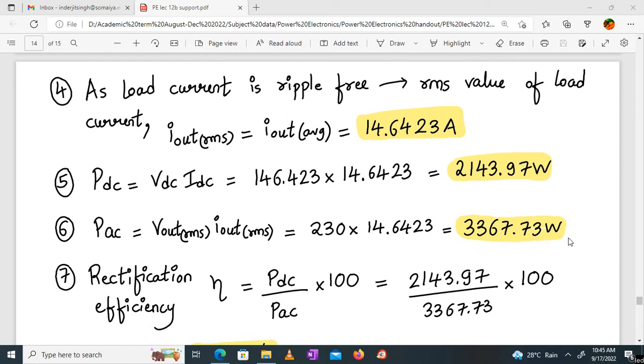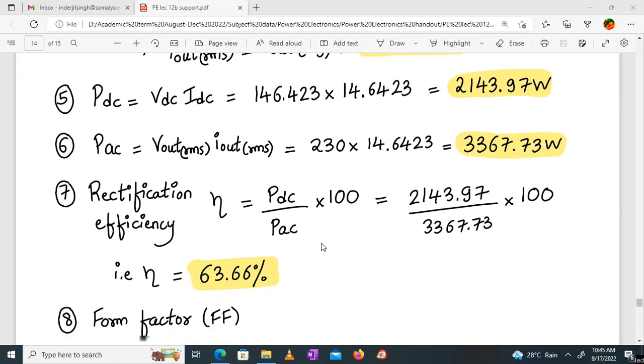3367.73 watts. Once we know the value of PDC and PAC, we calculate the rectification efficiency, which is given by PDC into 100 divided by PAC, and if you calculate it, the rectification efficiency comes out to be 63.66%.